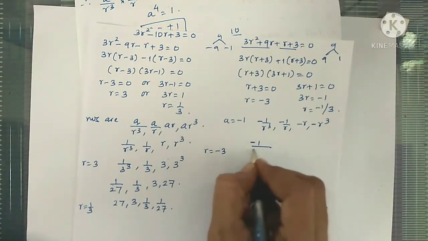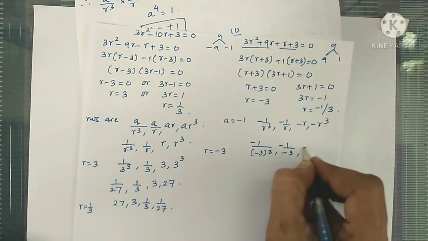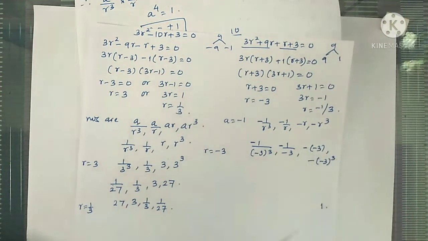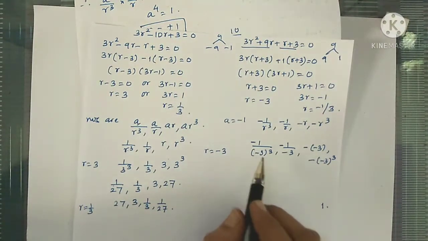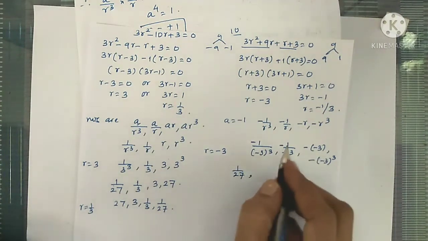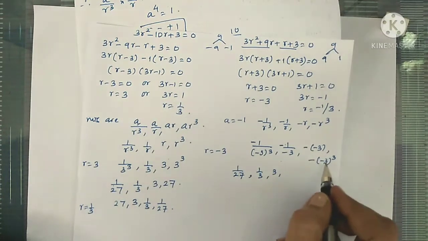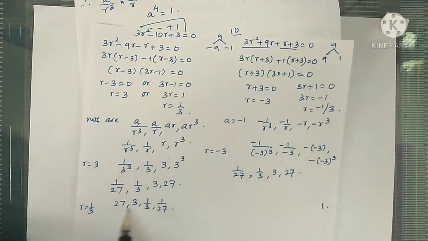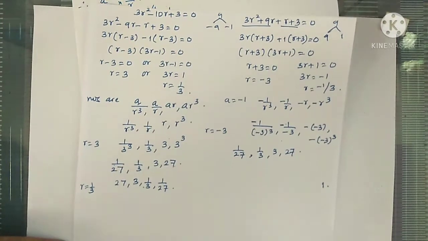We get minus 1 upon minus 3 cube, minus 1 by minus 3, minus minus 3, minus minus 3 cube. Okay, let's solve this now. See here, minus 3 cube is minus 27. So minus minus becomes plus, so it is 1 by 27. Here also we get 1 by 3. This cube is also minus 27, so minus minus becomes plus 27. So we get basically this one: 1 by 27, 1 by 3, 3, 27.